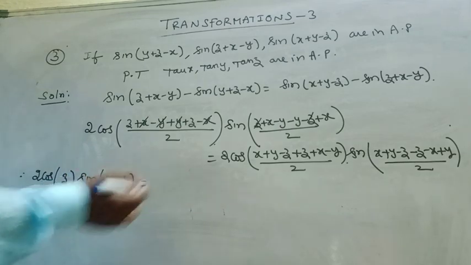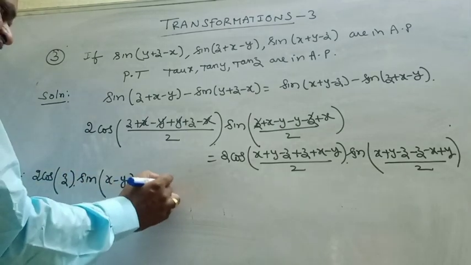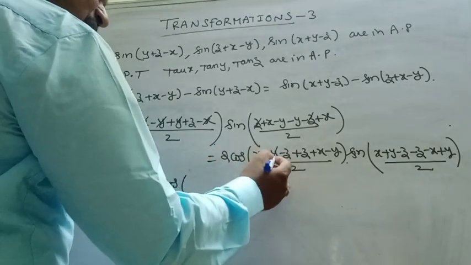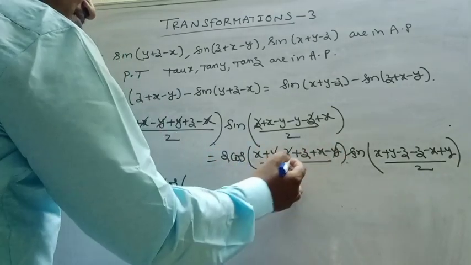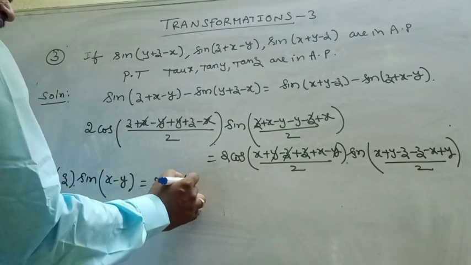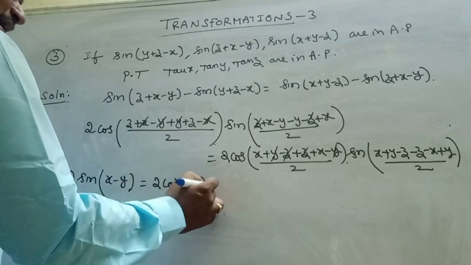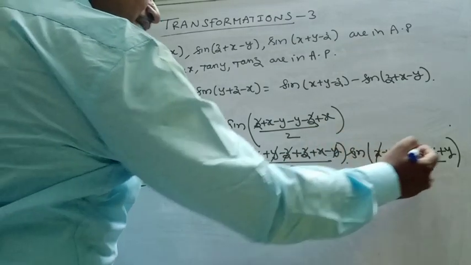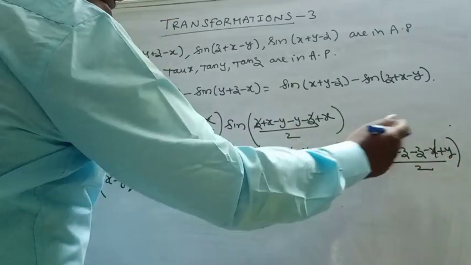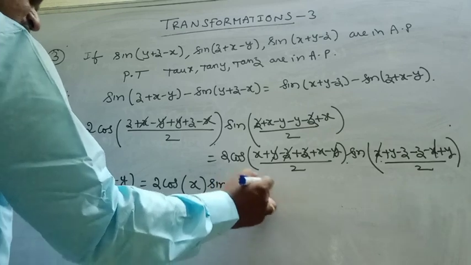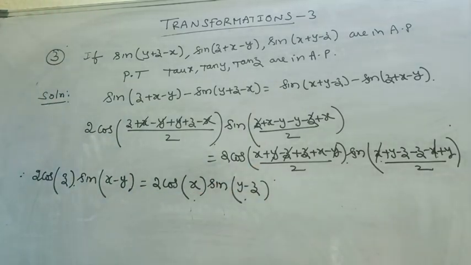Wonderful. This is equal to 2 cos of, on the other side, plus y and minus y will cancel, and minus z and plus z will cancel, and 2x by 2 is nothing but x. And this is now sine of, here plus x and minus x will cancel, and you are having 2y minus 2z by 2, that is nothing but y minus z. Such a wonderful equation we have got, my dear students.